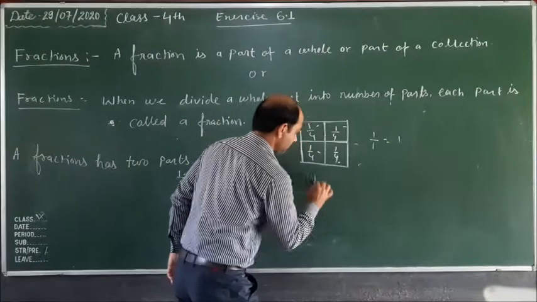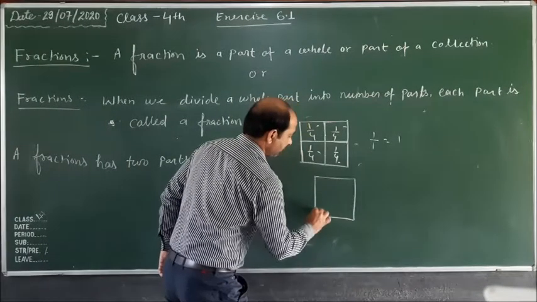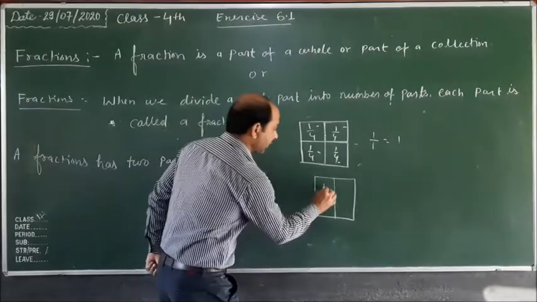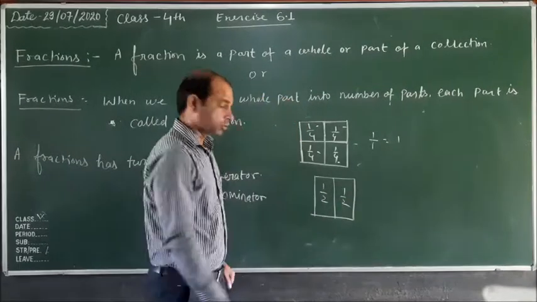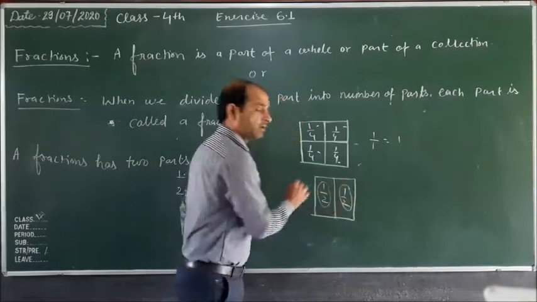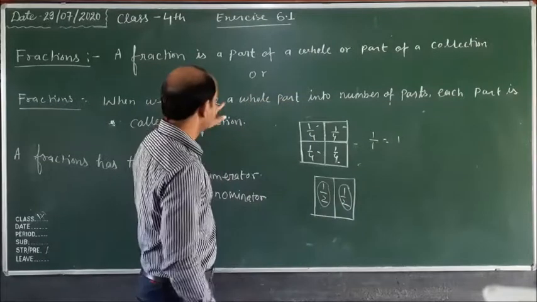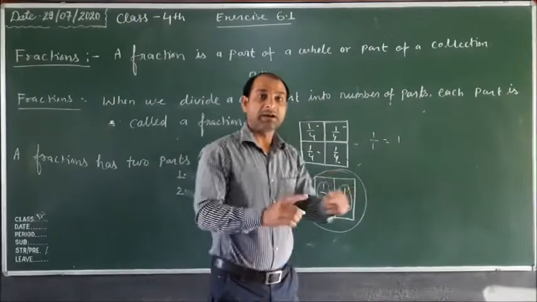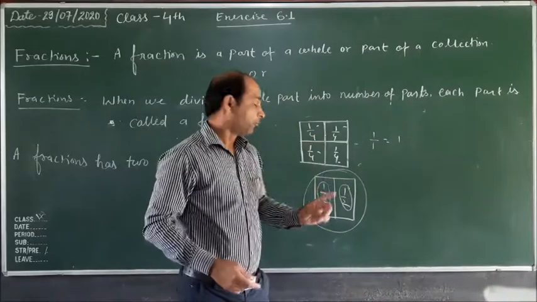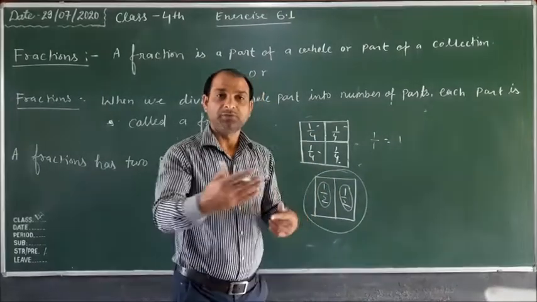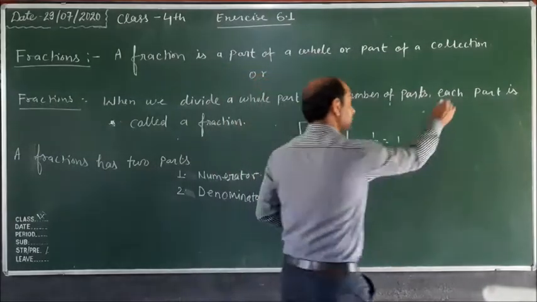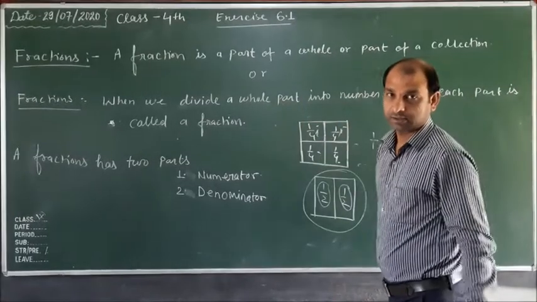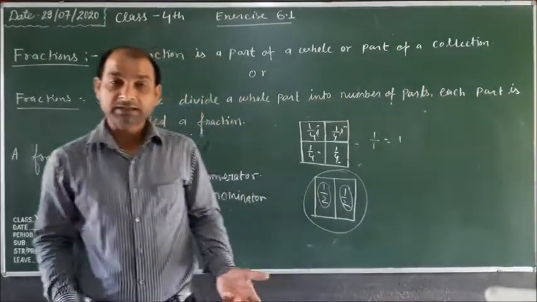Suppose, second example, this is one box. We divide it into 2 parts, 1 and 2. So 1 upon 2 and 1 upon 2. So dear children, 1 upon 2 is a fraction. So when we divide a whole into a number of parts, meaning more than one part, 2, 3, 4, 5, 6, 7, each part is called a fraction. And a fraction has 2 parts.